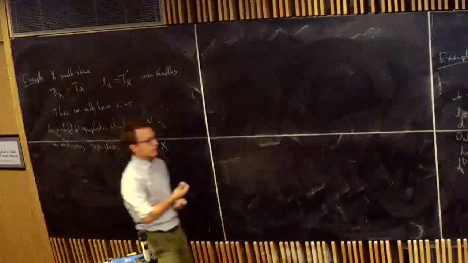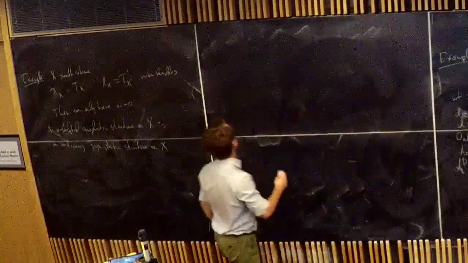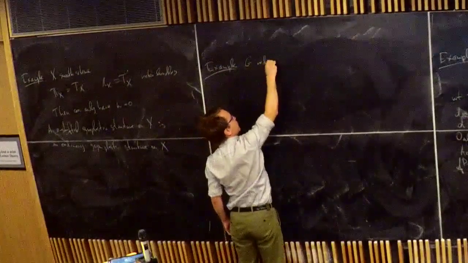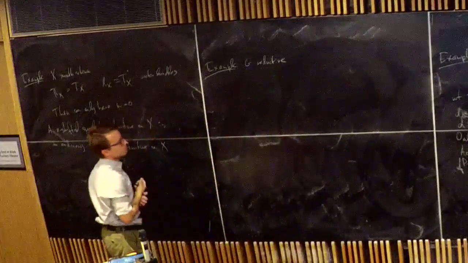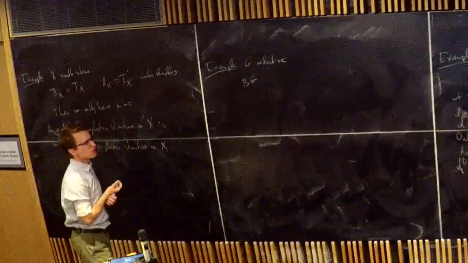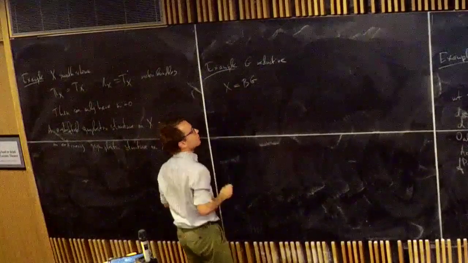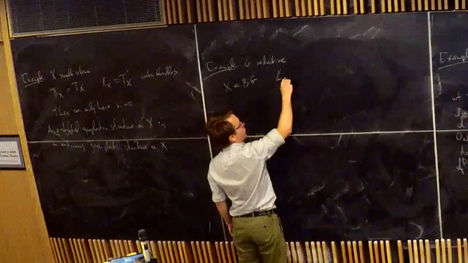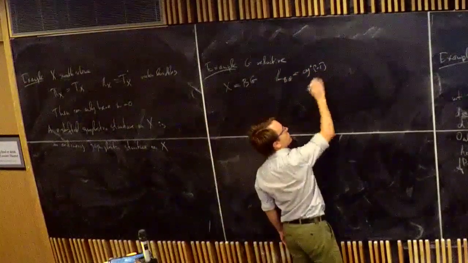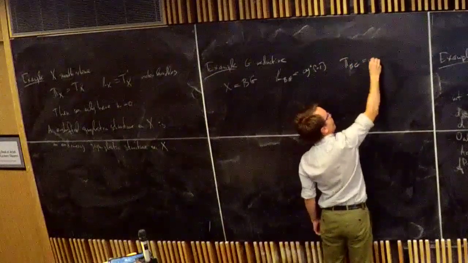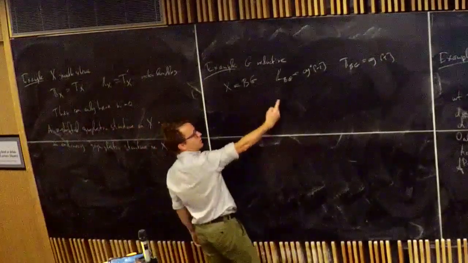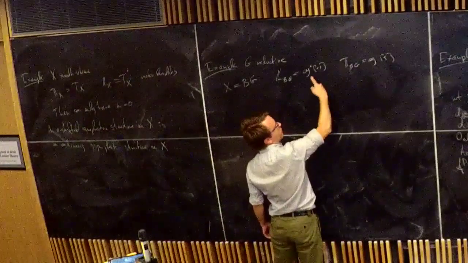And the second example is related to the classifying stack, so what I talked about here. So let's say G is a reductive group, and let's look at shifted symplectic structures on BG. Okay, so let me remind you that the cotangent complex of BG is the coadjoint representation in degree plus one. The tangent complex, which is its dual, is the adjoint representation in degree minus one. So the only quasi-isomorphism you can have is when you shift it by two.